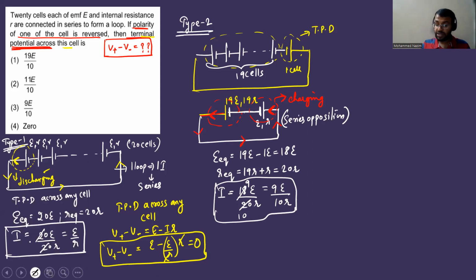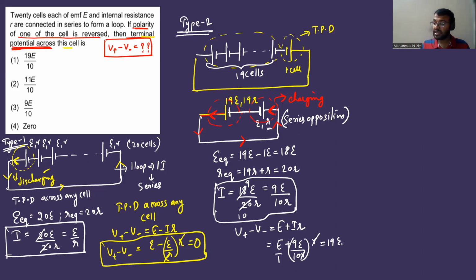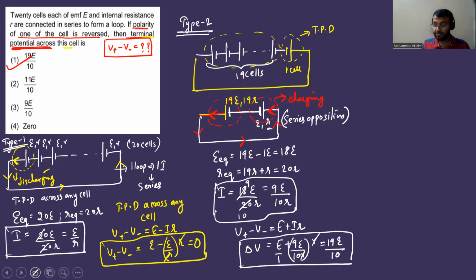When the cell is charging, what is the terminal potential difference? It is given by V plus minus V minus equal to E plus IR. Be very careful. In the previous case, all were discharging, but here these 19 cells are discharging, while the last cell which was connected with the reverse polarity is charging. And what is the EMF of that cell? E. Current is how much? You can see that current is 9E by 10R. And what is the internal resistance of that cell? It is the same, R. So R and R will cancel, and you can take the LCM. 10 plus 9, that is going to be 19E divided by 10. This is the potential difference. 19E divided by 10 matches option number 1. Fine.